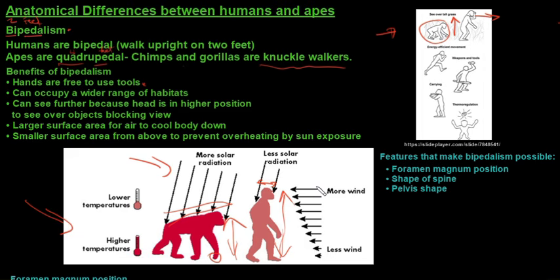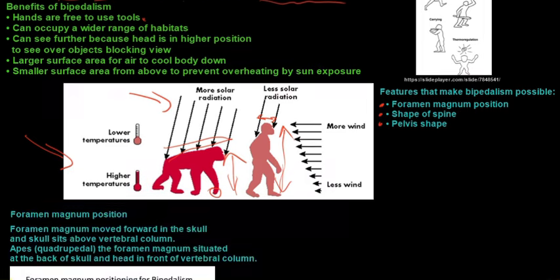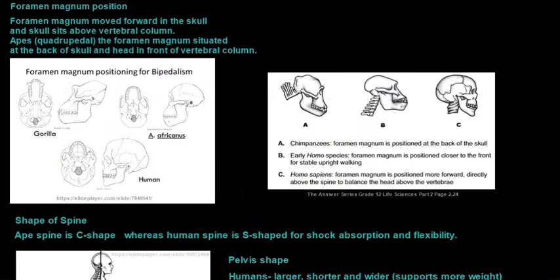Now, what features make bipedalism possible? And you need to know these: the foramen magnum position, the shape of the spine, and the pelvis shape. We'll look at each of those now. The foramen magnum position is moved forward in the skull in humans, and it sits just above the vertebral column. In apes, which are quadrupedal, the foramen magnum is situated at the back of the skull and head, in front of the vertebral column.